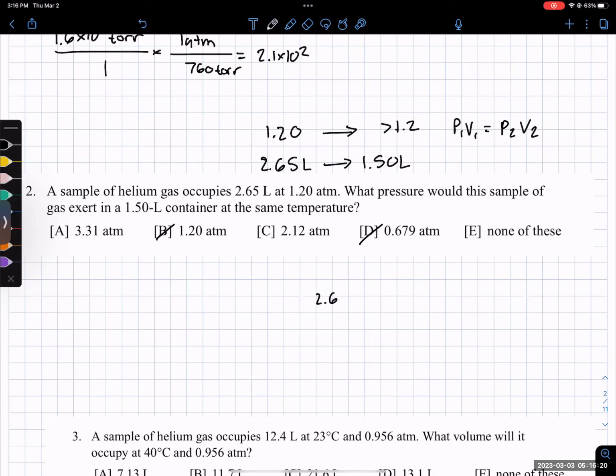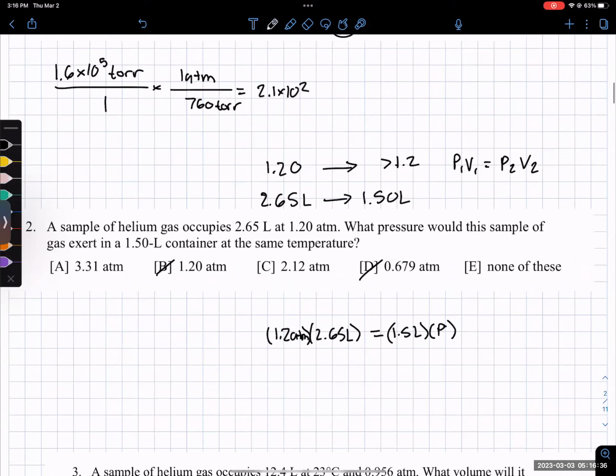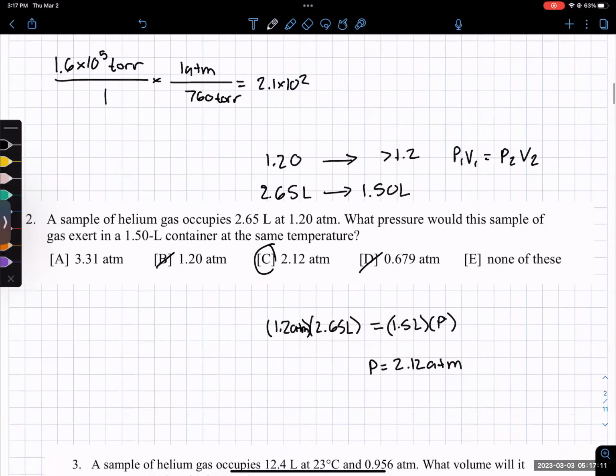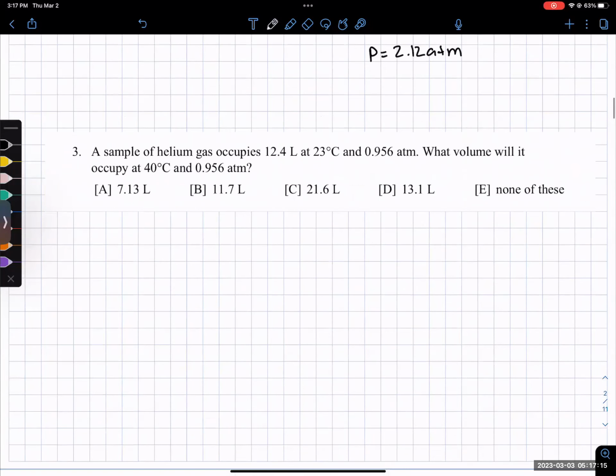So we have 2.65 liters in the beginning with 1.2 atmospheres is equal to 1.5 liters and some unknown pressure. When you solve for P, what do you get? 2.12, which is answer choice C. That was not too bad. We're gonna start easy and then work our way up. All right, so this is the basis of all gas laws and this entire chapter 5. Hopefully in a couple of weeks you're expert at these easy problems, and then we can go to the hard ones. So let's go and let you work on number 3.